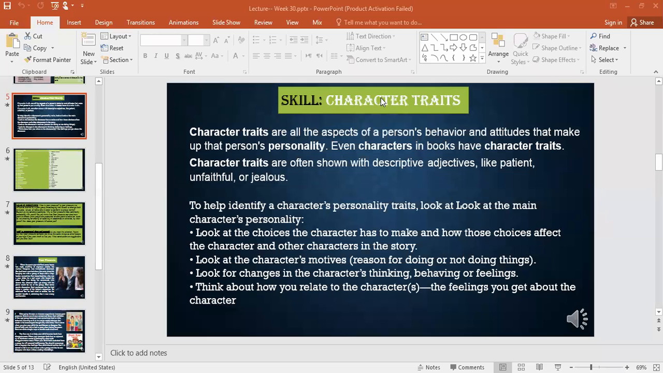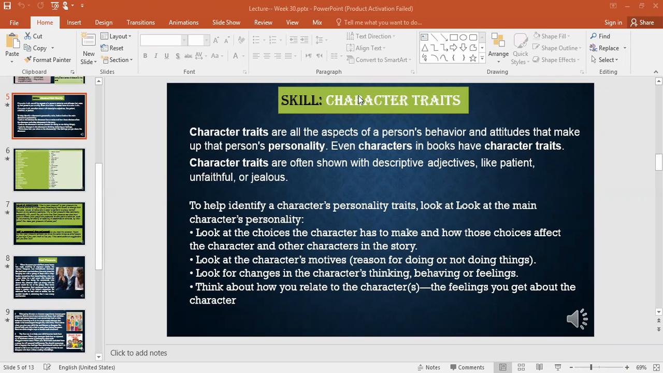To help identify a character's personality traits, I have to look at the main character's personality. How? Throughout the story, as I read the story about this person, I can look at the choices the character has to make and how those choices affect the character and other characters in the story. I see what did this character do in this situation? What did he choose to do in this situation?